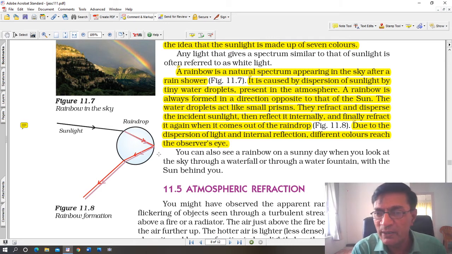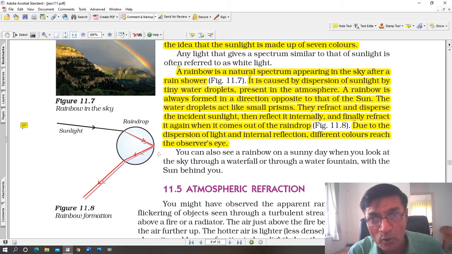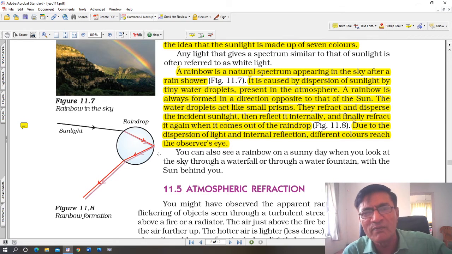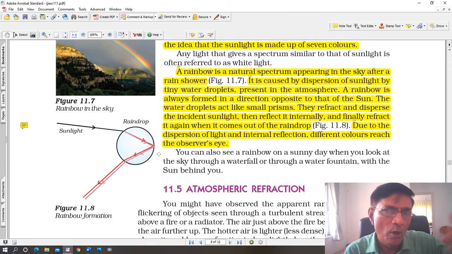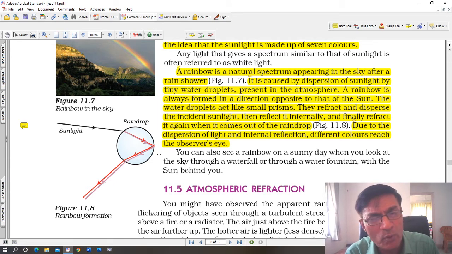You can also see a rainbow on a sunny day when you look at the sky through a waterfall. If you go close to a waterfall, the tiny droplets of water also act like prisms. Or through a water fountain. Some cities have fountains. Veeraval doesn't have one, but some cities do. With the sun behind you, you will be able to see small rainbows. But in this case, of course, the rainbows will not be very well formed. Behind or in front of a waterfall or near a fountain, those rainbows will be small and not clearly formed.